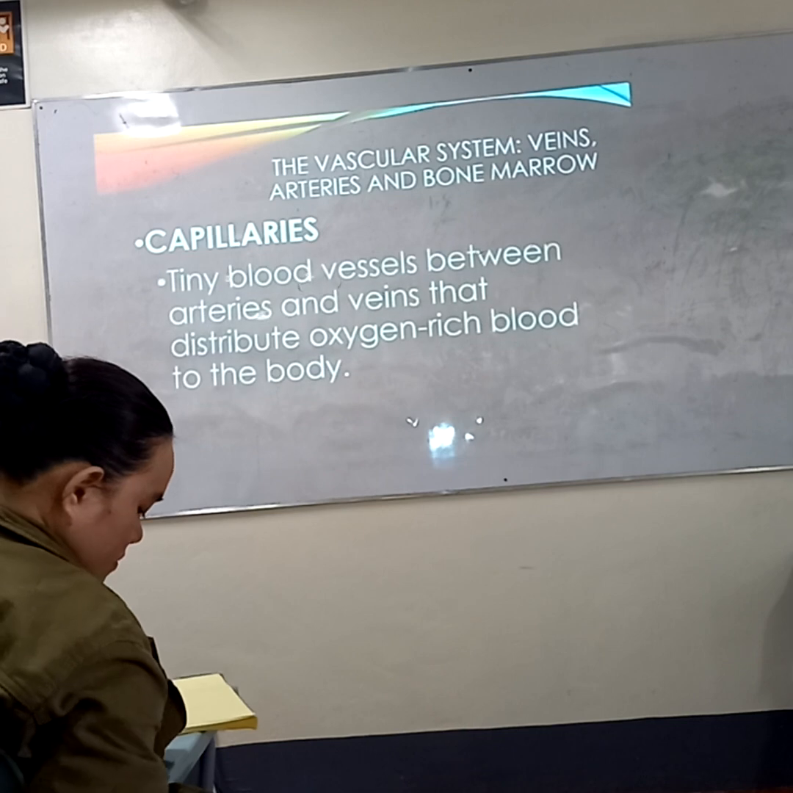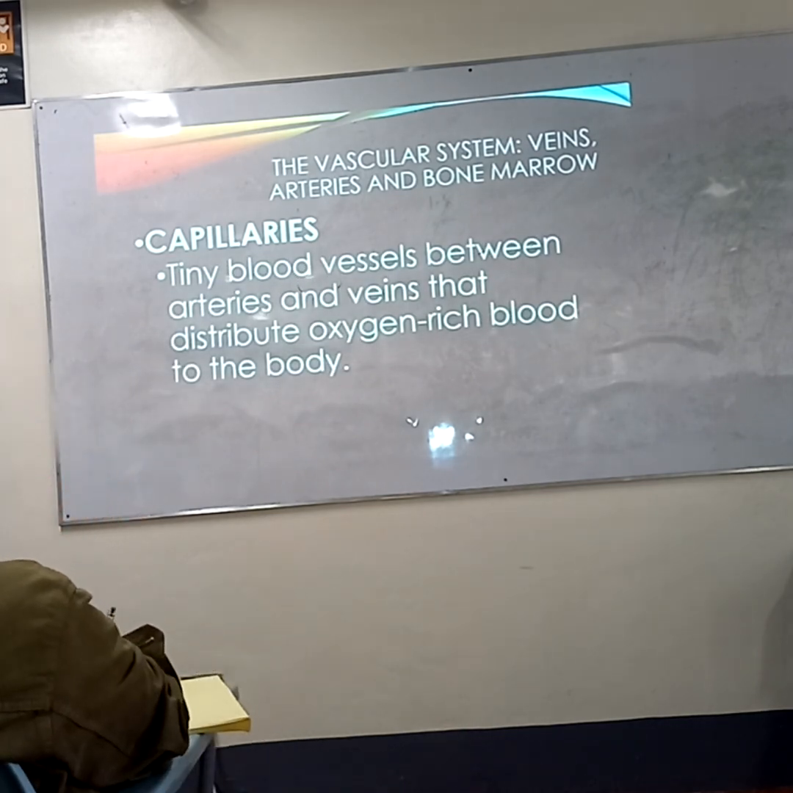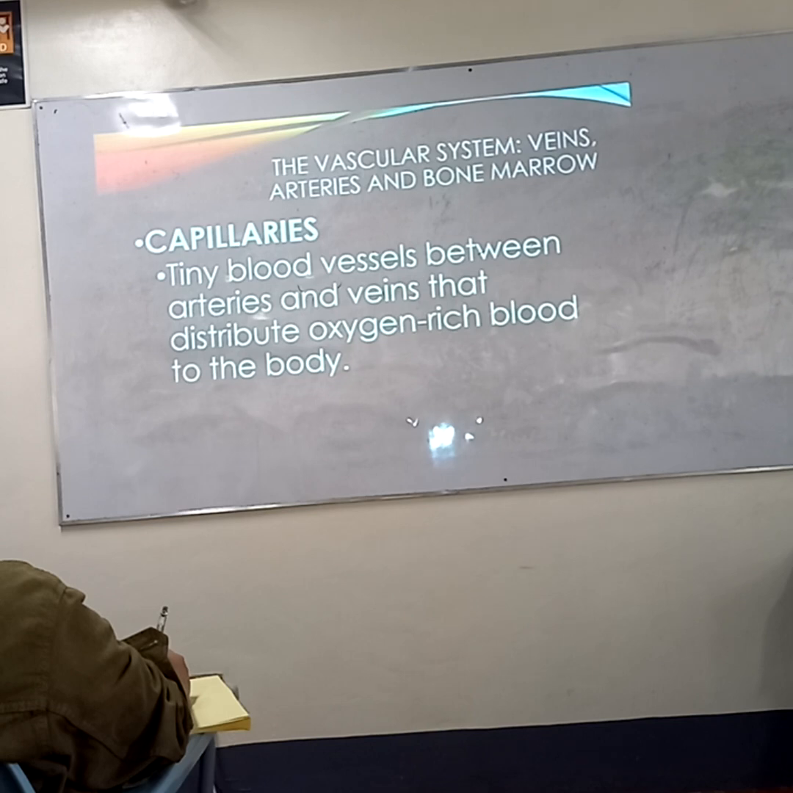Okay, and next one, capillaries are the tiny blood vessels between arteries and veins that distribute oxygen-rich blood into the body. Later on, they also carry the unoxygenated blood back to the vein until it reaches the heart. So basically, yun yung nagko-connect dun sa vein and artery. Okay, later on, I'm going to show you a picture so that you'll be able to get it.